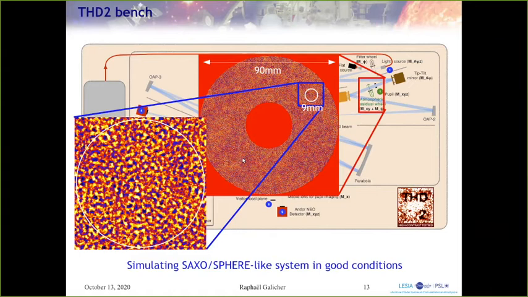So this is the full wheel, the phase screen, and if you look at the size of the pupil, which is the white circle, you can see that we have a large phase screen so that we can rotate the phase screen, and so we simulate optically the residuals of an AO system that would be a very good SPHERE-like system in good conditions.